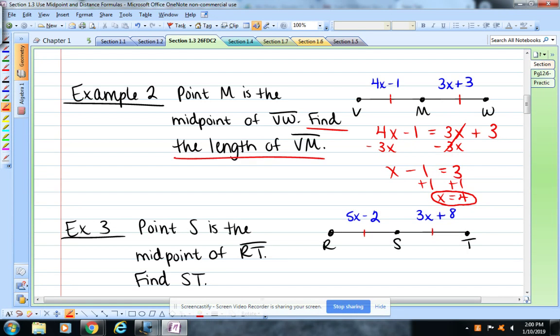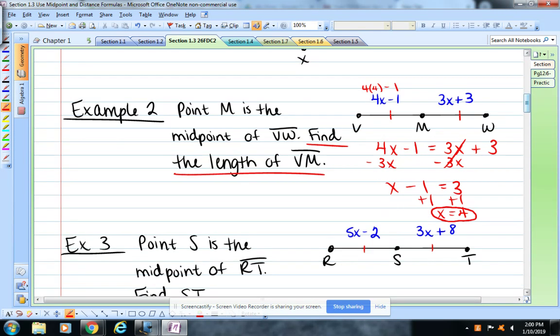Yes, ma'am. Yeah, that's all I got to do is plug 4 in for x. So it's going to be 4 times 4 minus 1. I'll scroll up so I have space. What's 4 times 4? What's 16 minus 1? 15. So the length of VM would be just VM equals 15.